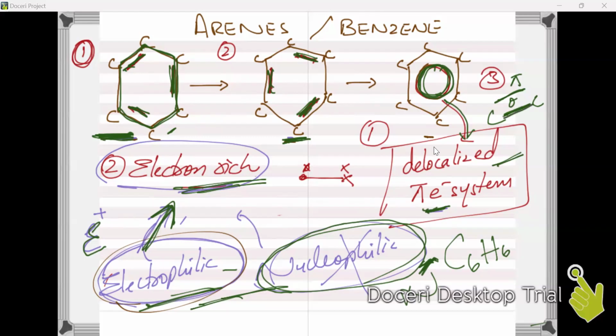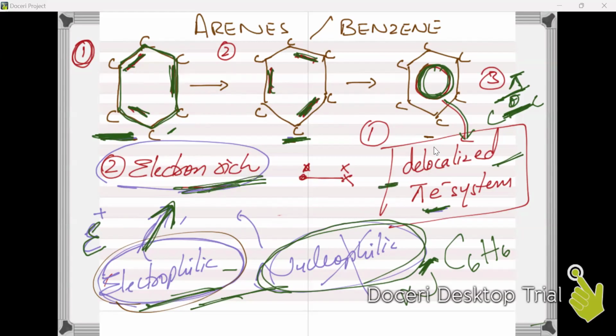I hope you remember that a carbon-carbon single covalent bond means sigma overlapping, and a double bond means pi overlapping for sure. Now, the delocalized pi electron system makes it a very electron rich compound.